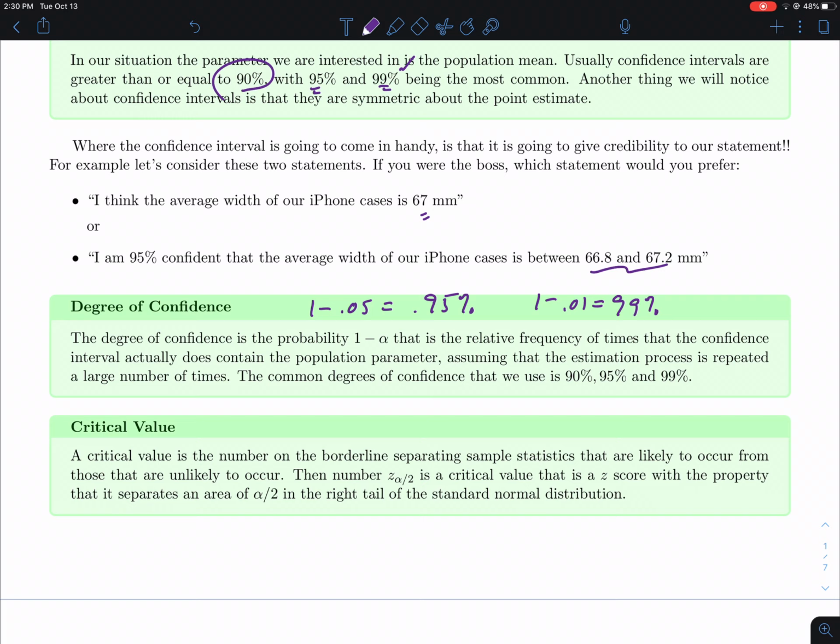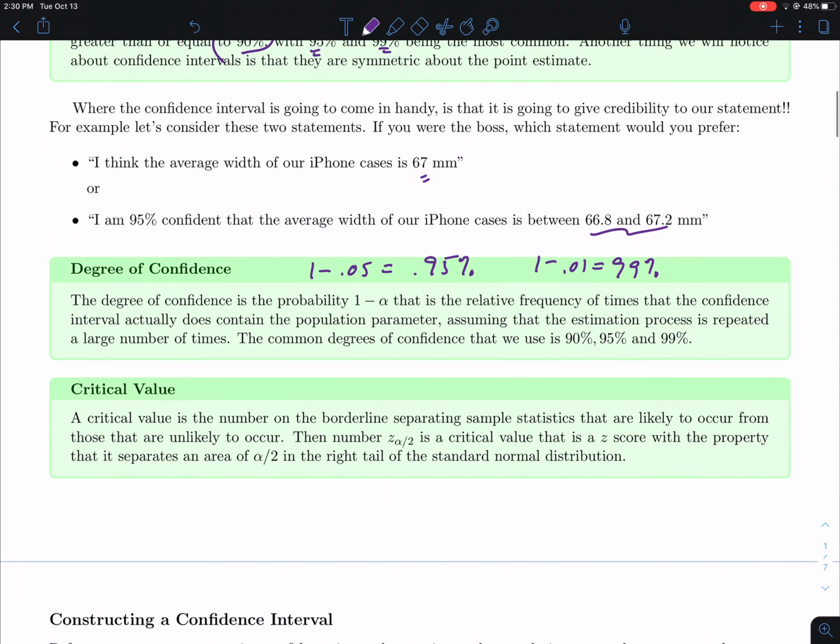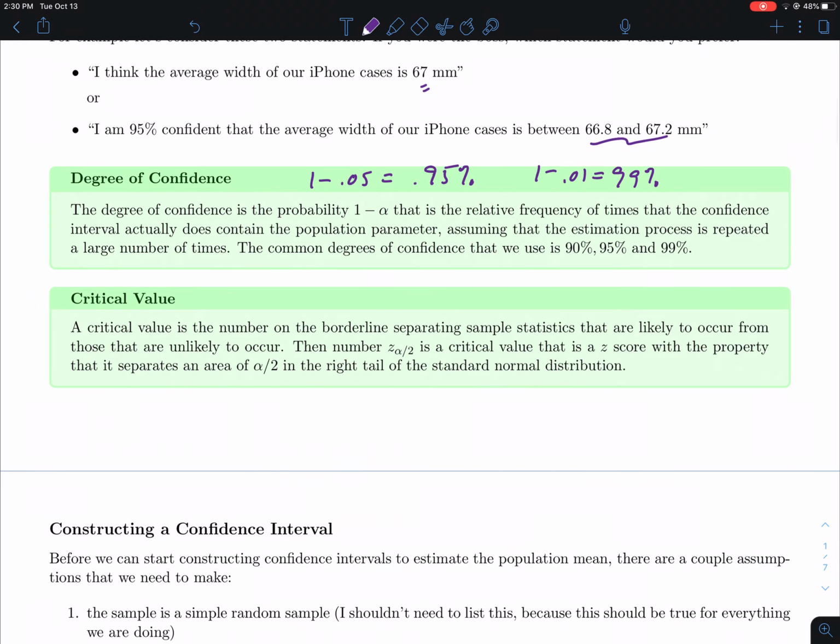We don't necessarily have to memorize these definitions or anything. Finally, our critical value is the number that's on the borderline. So it's going to be our extreme values that our population mean is living in between. And these numbers are actually going to be z-scores. In this case, our z alpha over 2 is the z-score that we're interested in that separates the area of these normal curves. Again, it'll make more sense when you see the picture of it. All right, so let's move on.